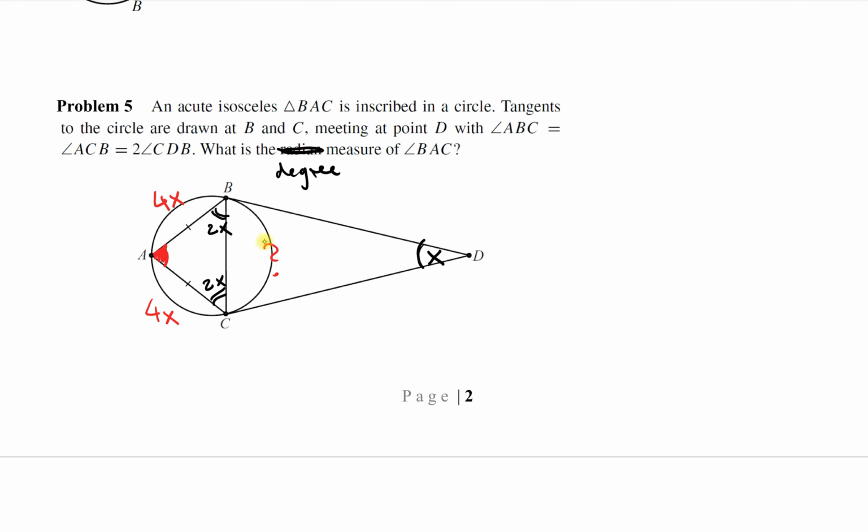Why am I asking what the measure of this arc is? Because my goal is, if I can add up all the arcs in terms of x, I can figure out the value of x, because I know in a circle, if you add up all the arcs, all the measures add up to 360.